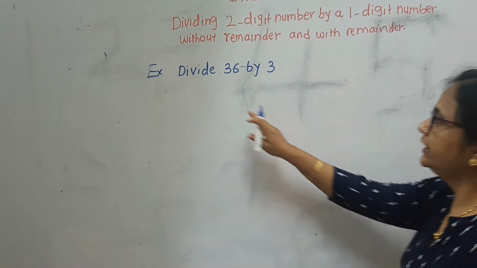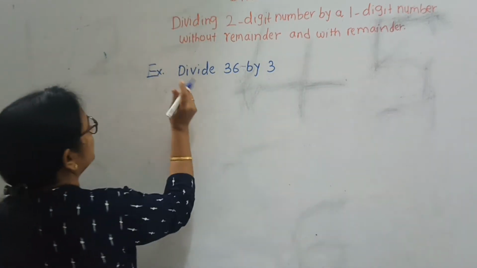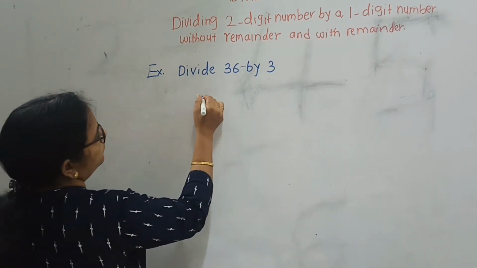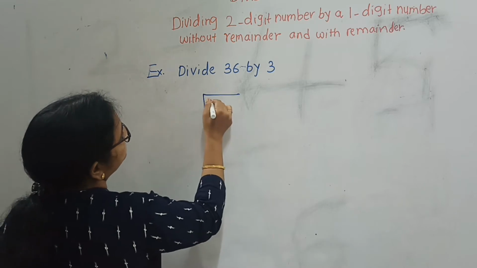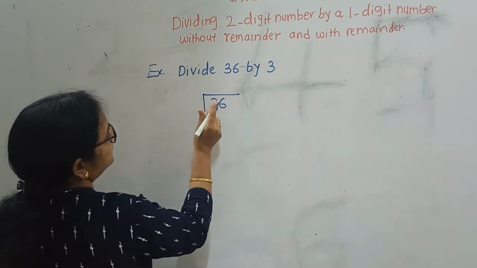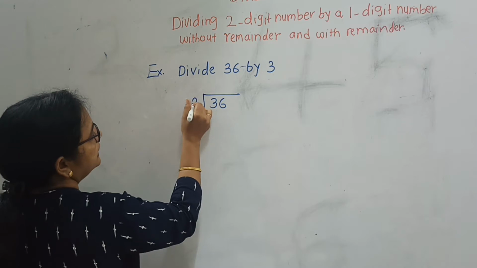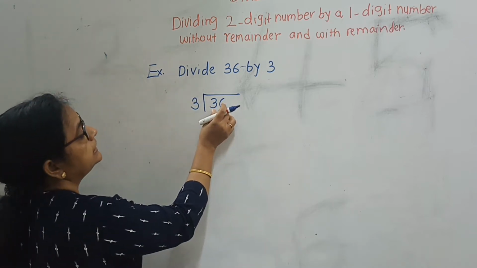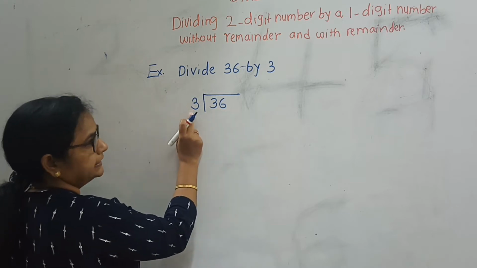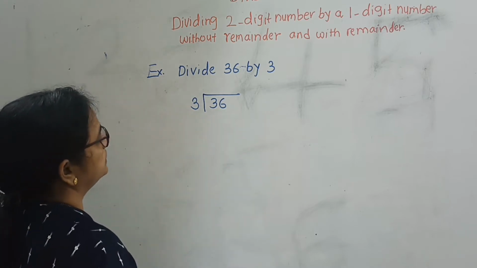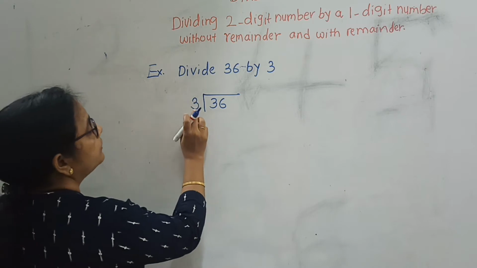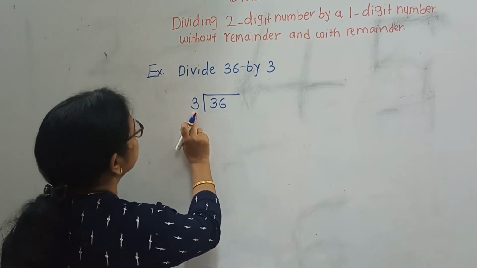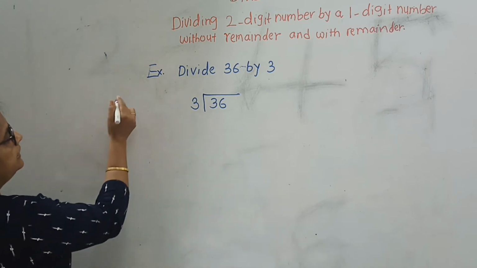Now here is one example. Divide 36 by 3. First write these numbers in this format: 36 divided by 3. See, this dividend is 2-digit and the divisor is 1-digit. Now we have to recite the multiplication table of 3. We will write this table here.